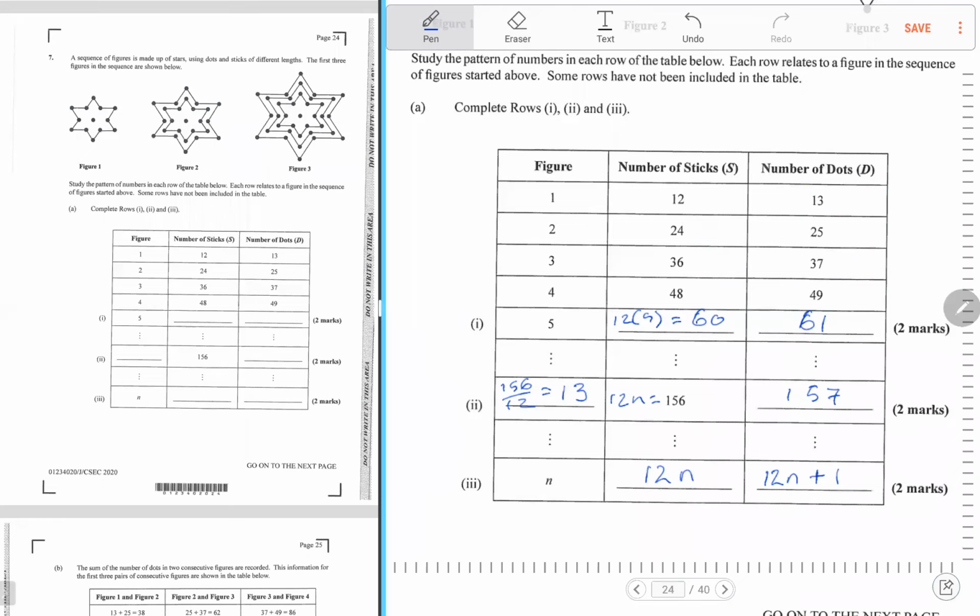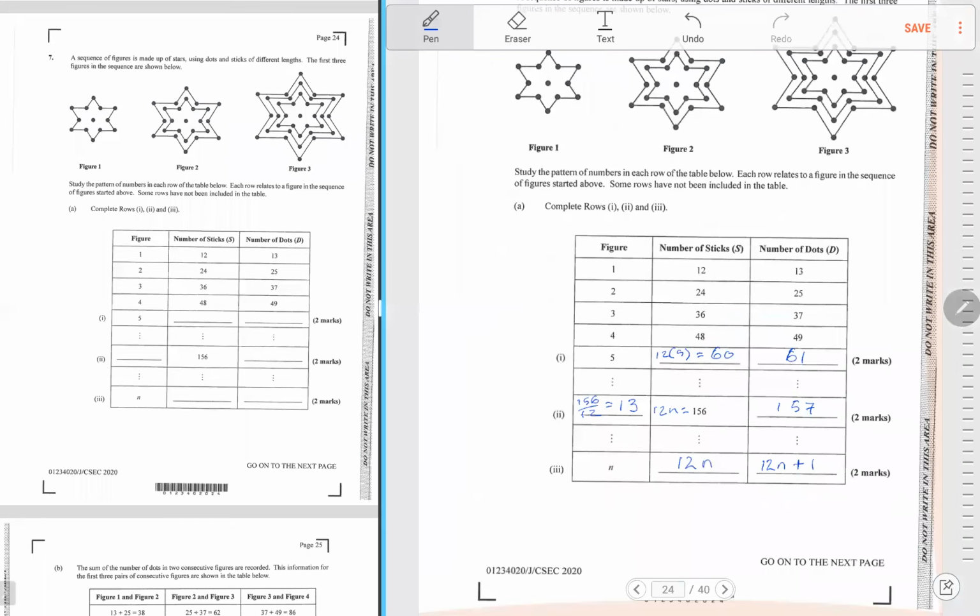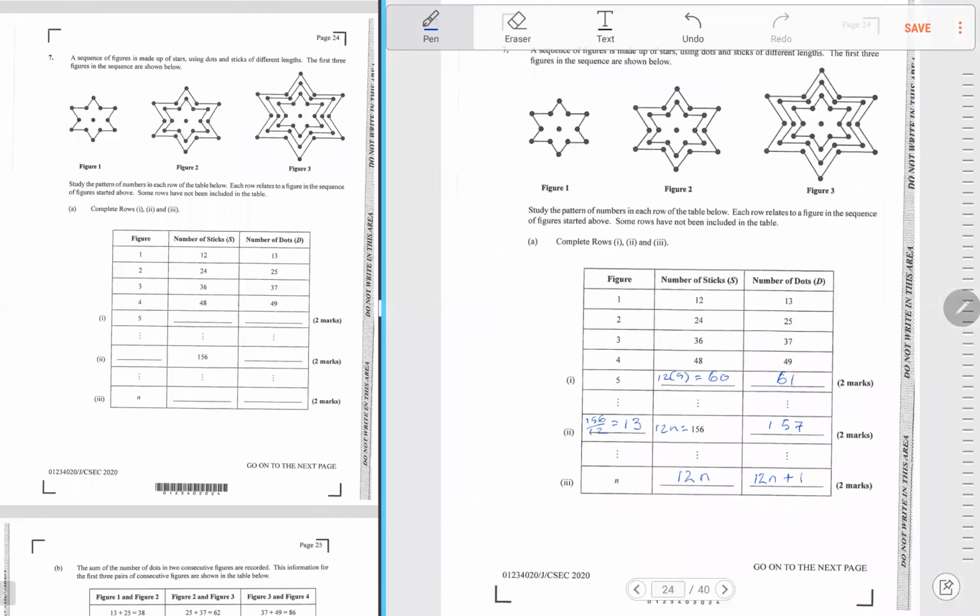So I always do my part 3 first. All right, I don't try part 1 and part 2. I always jump to part 3 first. Get the formula first. Formula helps you to work out things much quicker. I always ask the formula last, but I always do it first.